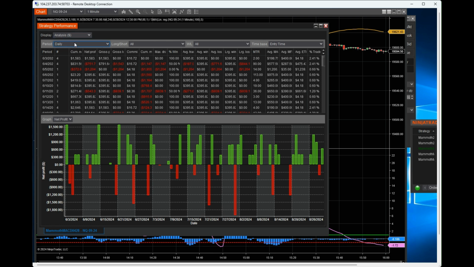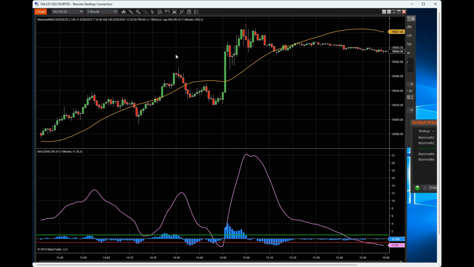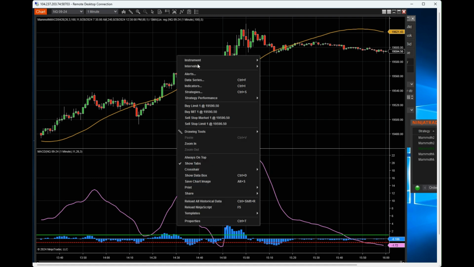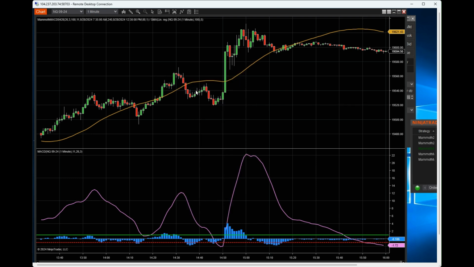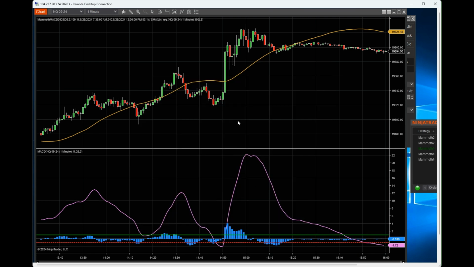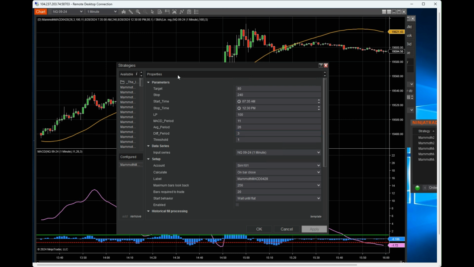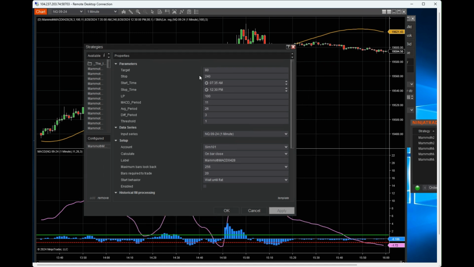As you can see, I loaded the strategy from June 3rd to September 1st. Let's see. Here are the parameters for the strategy.